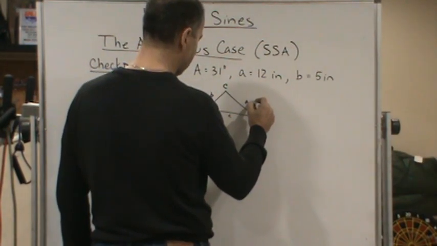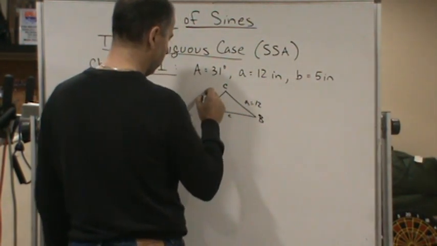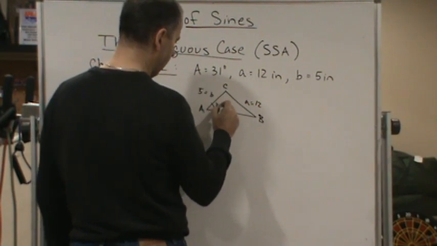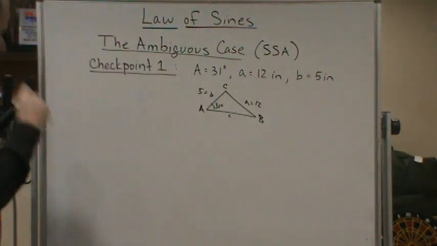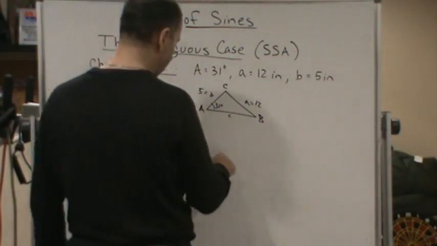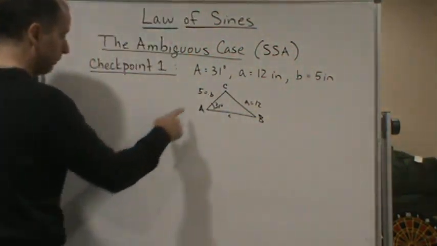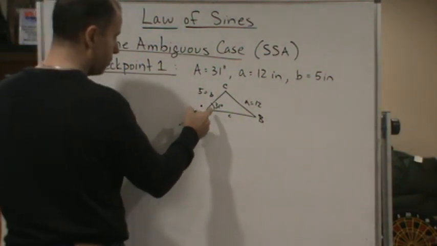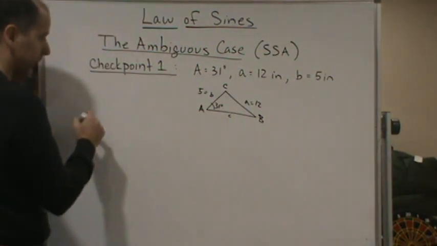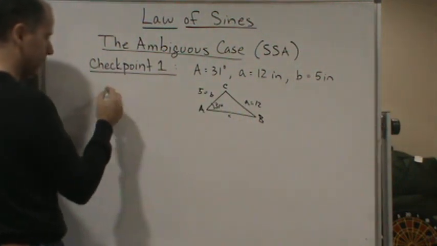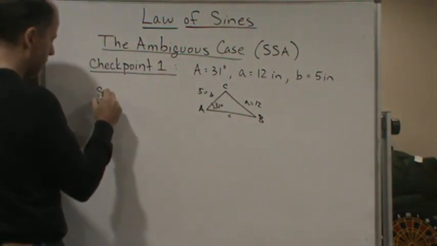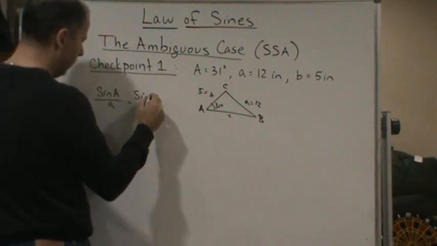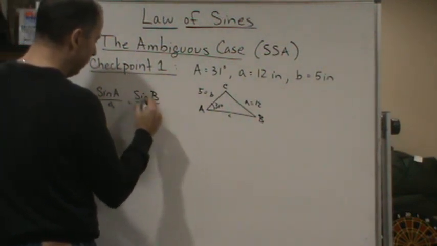So we've got A is 12, B is 5, and angle A is 31 degrees. The first thing we need to do is find angle B, because we know side B. So let's use the reciprocal form because we're looking for an angle. So we want the angles on top: sine A over A is equal to sine B over B.